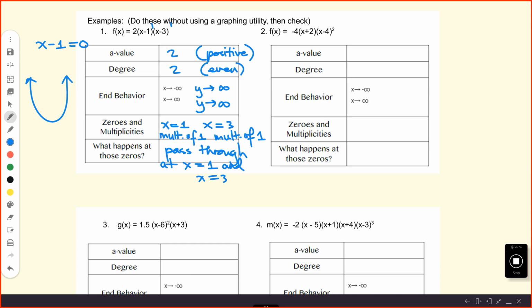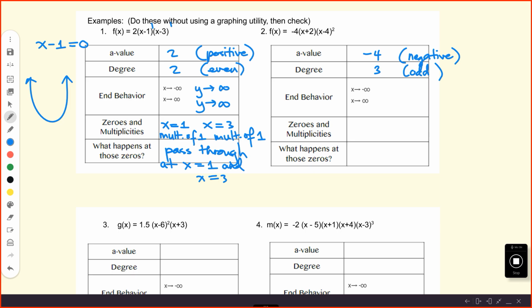Next, f of x equals -4 times x plus 2 times x minus 4 squared. What is the a value? -4. That's correct, and that is a negative number. And what is the degree? 3, and this is odd.